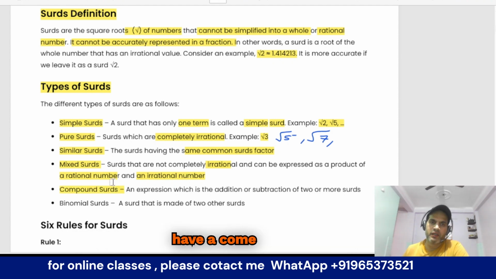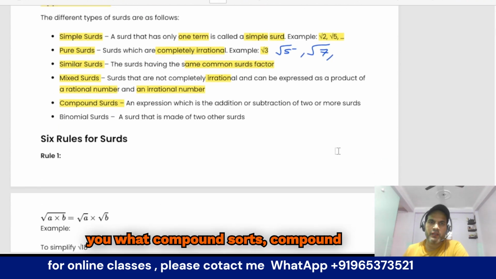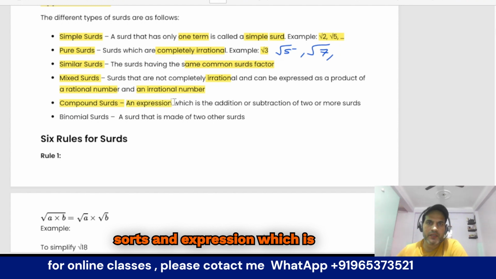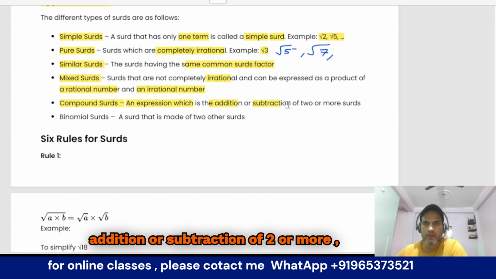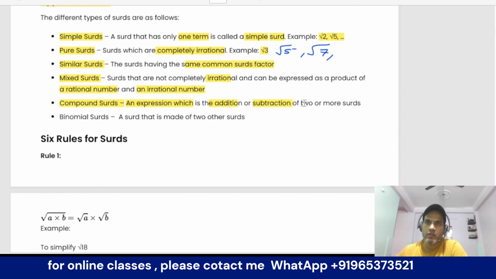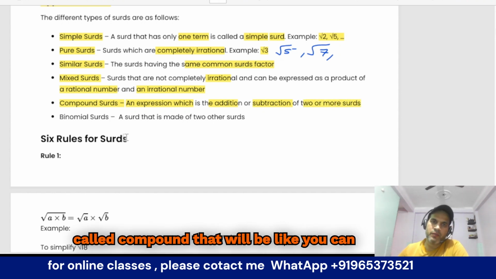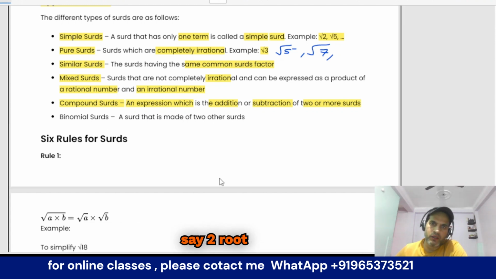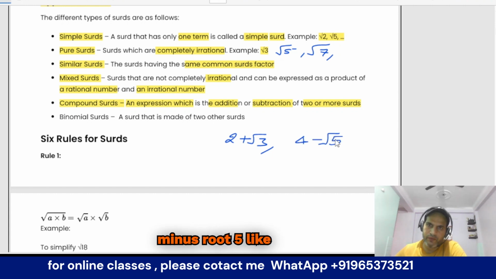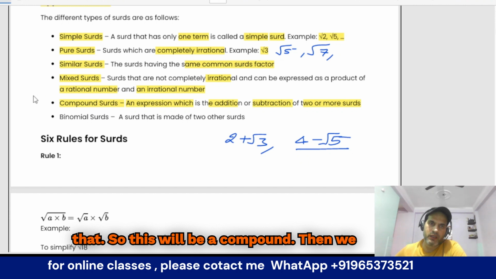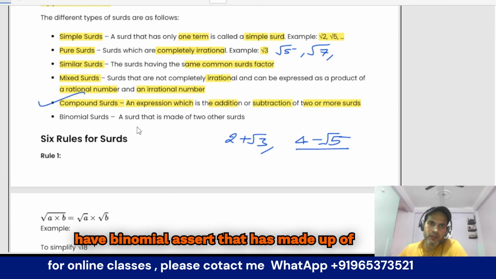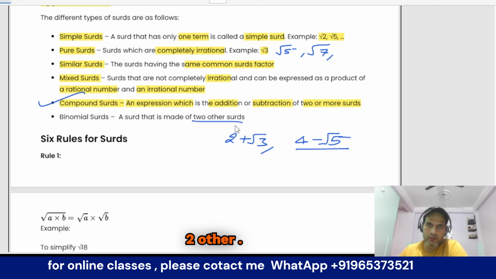Then we have compound surds. A compound surd is an expression which is the addition or subtraction of two or more surds. That will be like 2 root 3 or 4 minus root 5, so this will be a compound surd. Then we have binomial surds, a surd that is made up of two other surds. Okay.